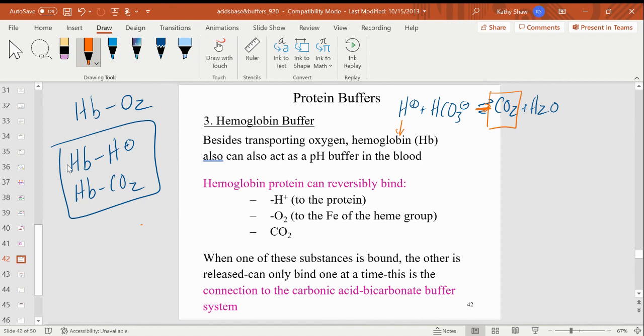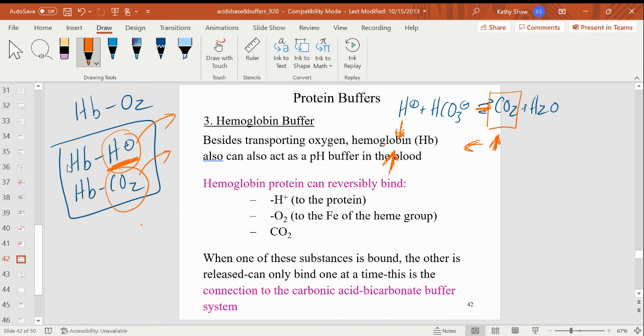I've buffered. I've changed my pH. Or hemoglobin grabs onto a bunch of hydrogen ion. Drive my hydrogen ion concentration down, pH up, I've buffered. Or hemoglobin releases a bunch of hydrogen ion, dumps it off in the solution. There's my hydrogen ion concentration going up. Well, what happens when it goes up? pH goes down. I lowered my pH. I buffered. Or hemoglobin dumps off a bunch of carbon dioxide, increases my carbon dioxide concentration, sends my equilibrium towards hydrogen, increasing my hydrogen ion concentration, decreasing my pH, I buffered.